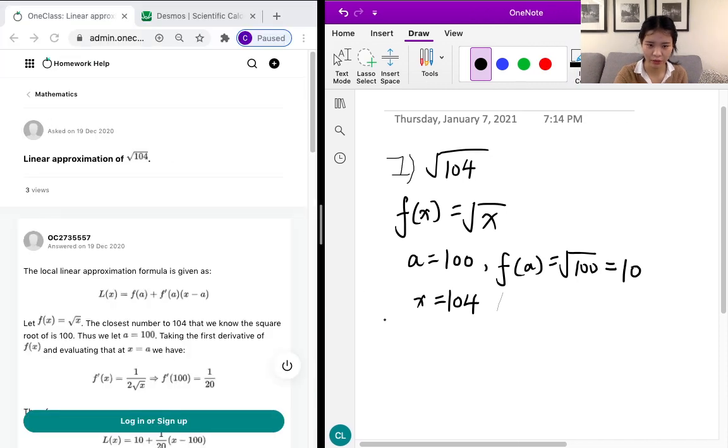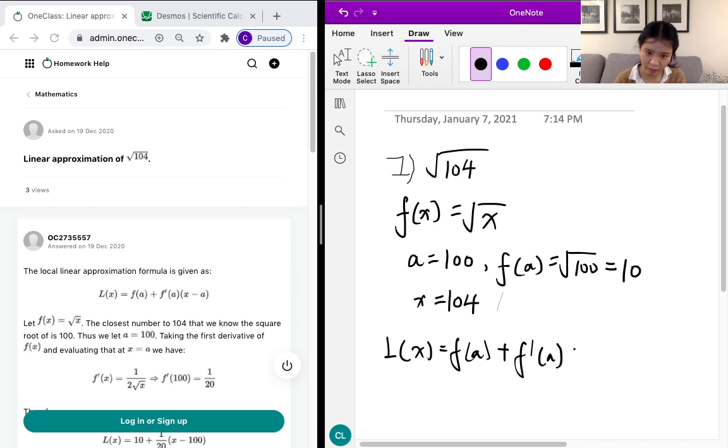Next, we just need to write out the function so that we can start the linear approximation. So again, L of x equals f of a plus f prime of a, which is the slope of our linear approximation line, times x minus a. So we just need to find f prime of x, which is the first derivative of f of x. We know f of x is equal to the square root of x, which is also equal to x to the power of 1/2.